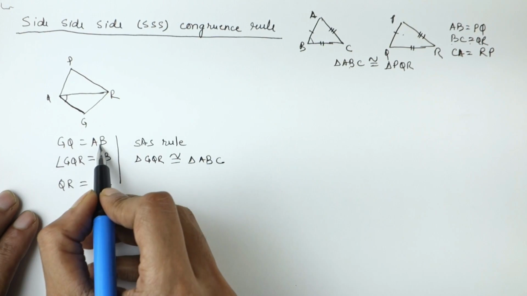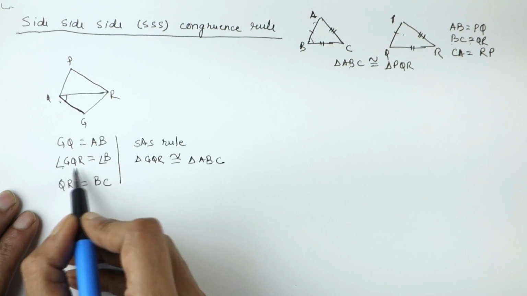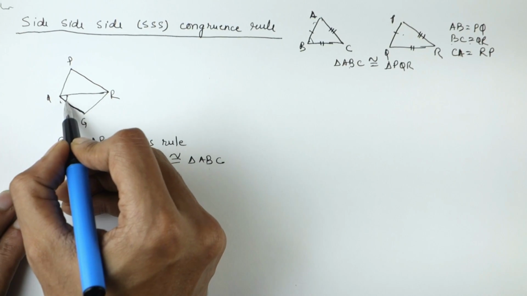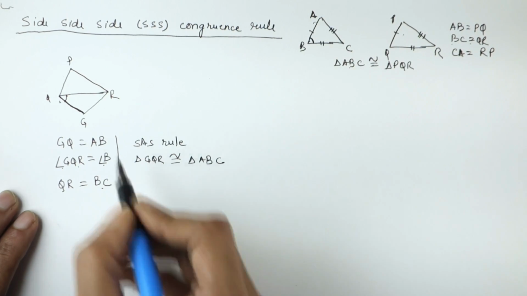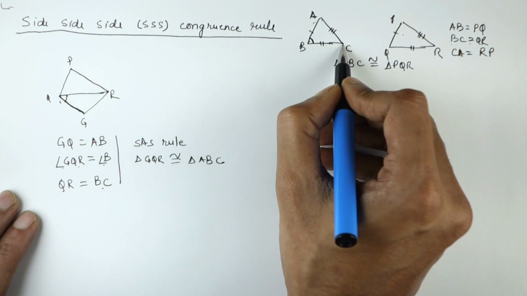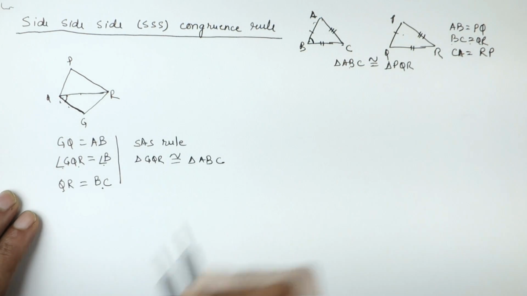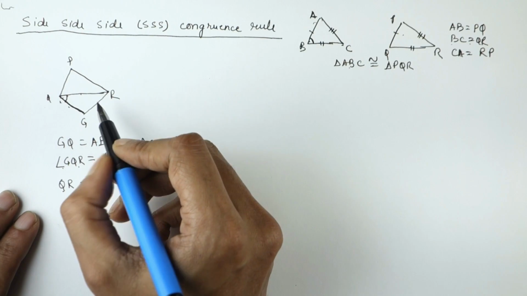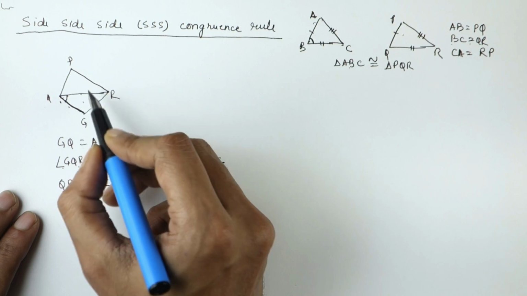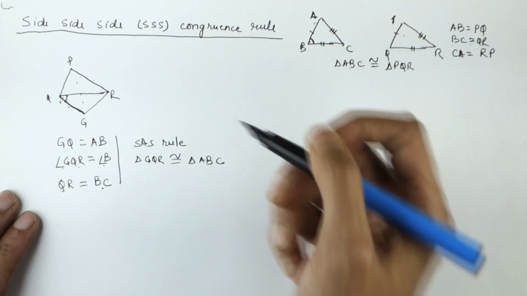How? Side GQ is equal to AB, angle GQR is equal to angle B, and QR is equal to BC. So by the side angle side rule, these two triangles are congruent. This is the first step in the proof. The next step will be about proving that this triangle and this triangle are congruent. So let's try and do that.